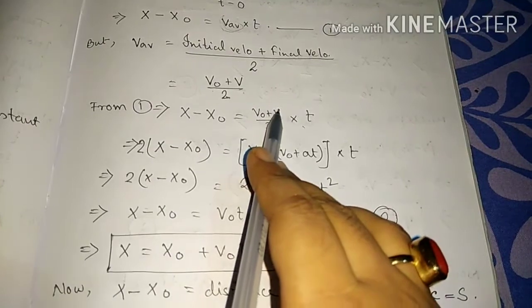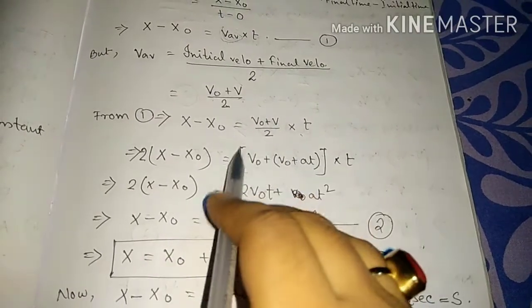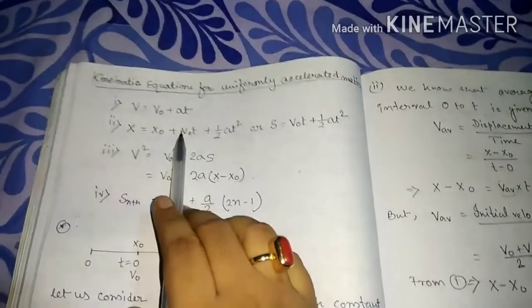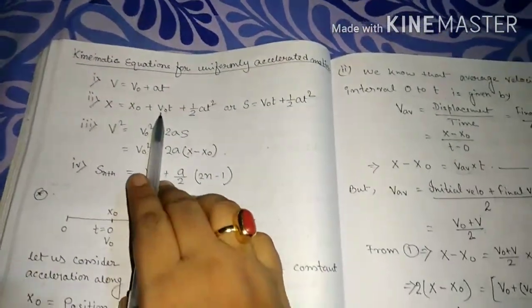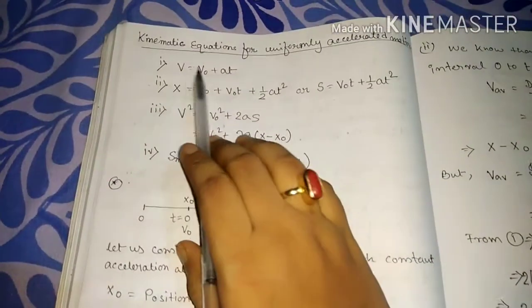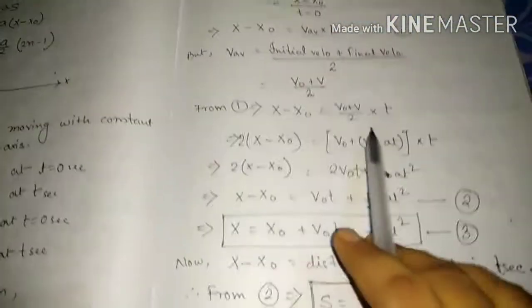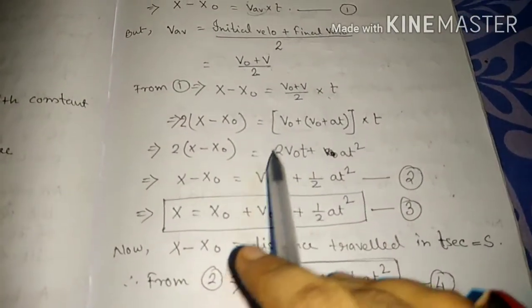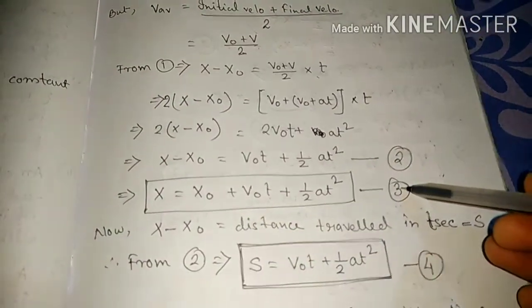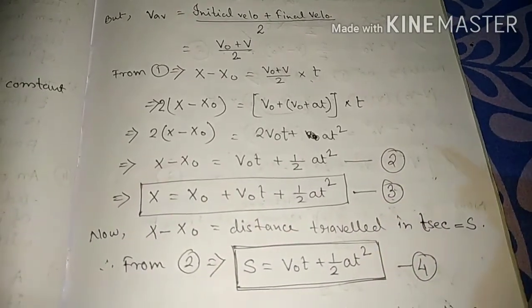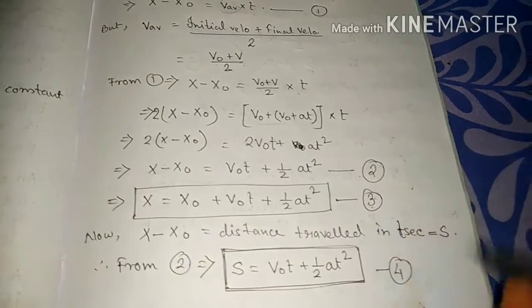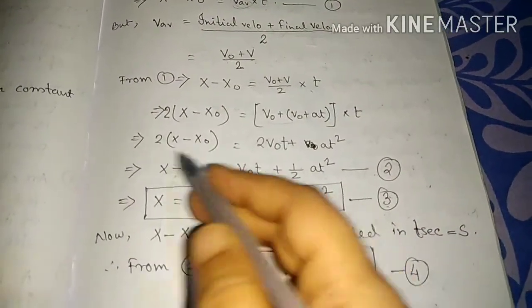So after putting v equals v0 plus at, all this velocity is in terms of v0, and in this equation only v0 is there, no v term is there. That's why we put in place of v the first equation of motion, that is v equals v0 plus at. After putting this one, if we simplify, after calculation we get equation number 3. Clear?